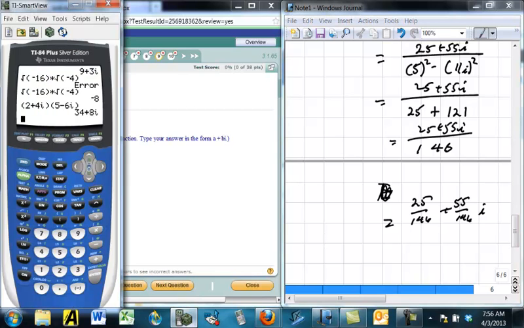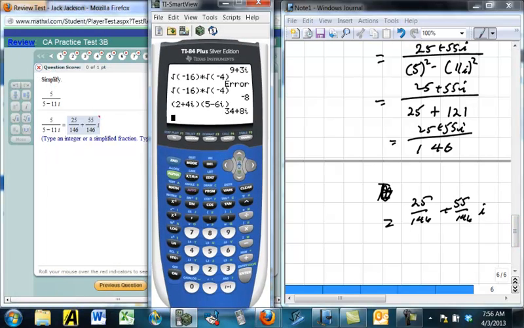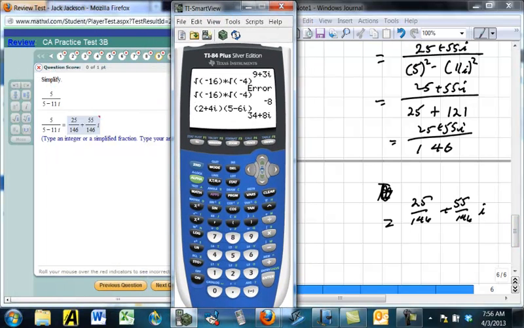Now we can do this on the calculator as well. Let's see. We do 5 divided by parentheses 5 minus 11i, and it'll give it to us in a decimal, but if we go to change to fraction, math, and then number 1, and enter, there's 25 over 146 plus 55 over 146, and then times i.